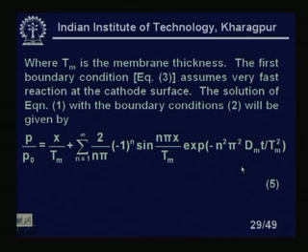P by P naught equals x by Tm, plus the summation from n equal to 1 to infinity of 2 by n pi, multiplied by minus 1 to the power n, sine of n pi x by Tm, exponential of minus n square pi square Dm t by Tm square.